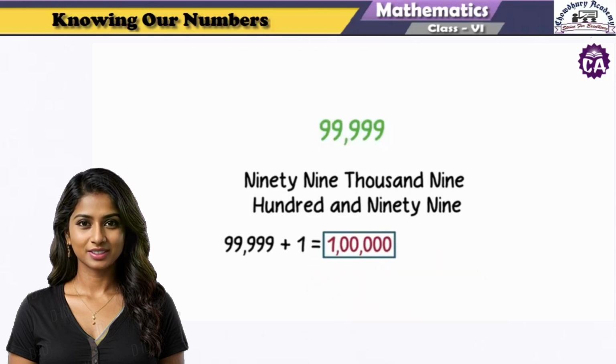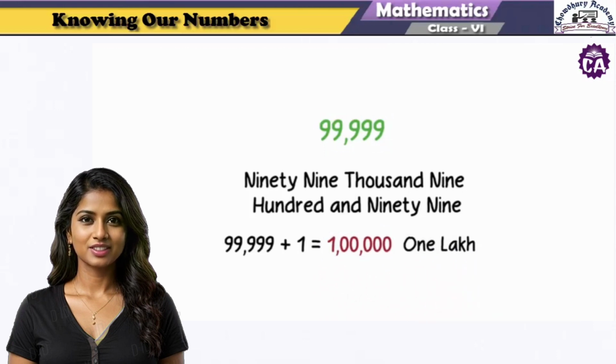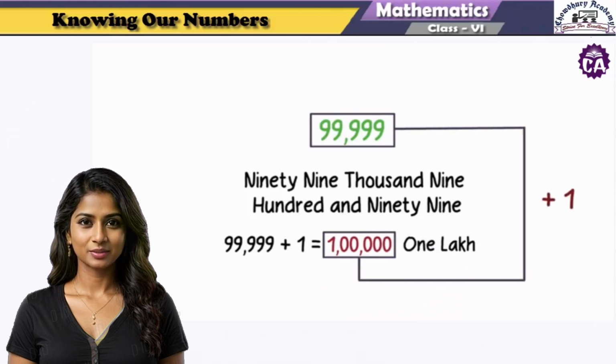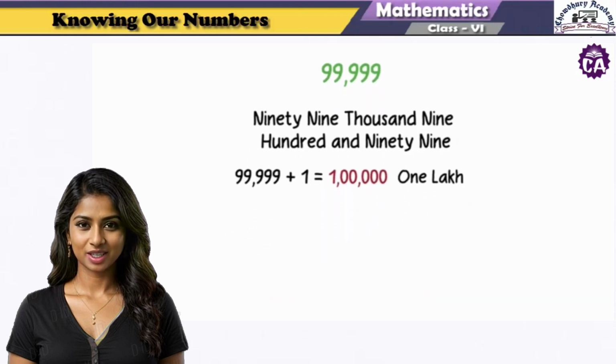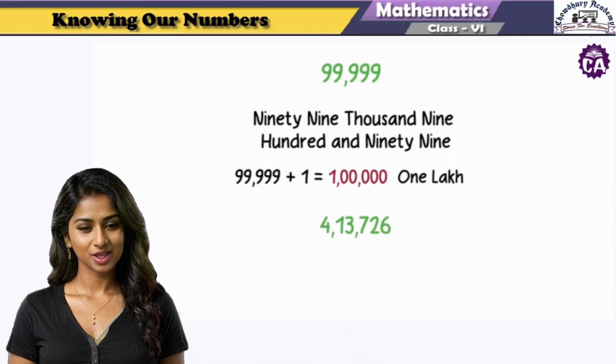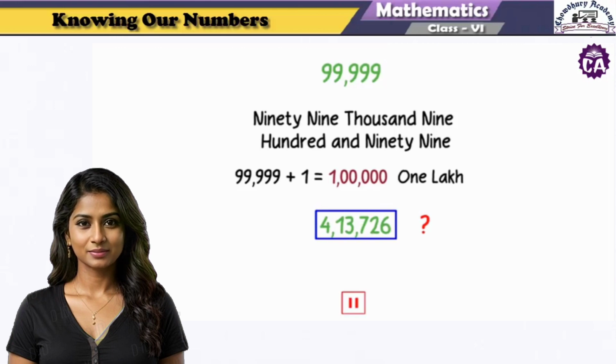What's this number called? It's called 1 lakh. The number 1 lakh comes from the greatest 5-digit number. Notice it's the smallest 6-digit number. Now let me write another 6-digit number on the screen. Say this one. Can you write down this number in words?